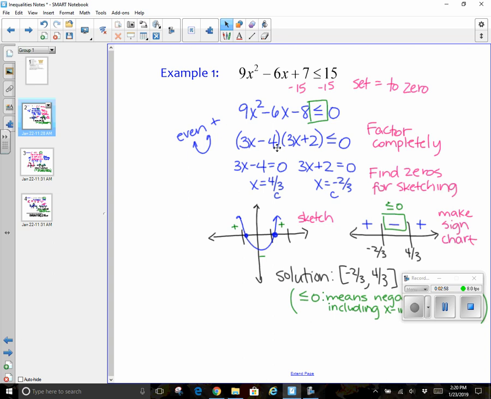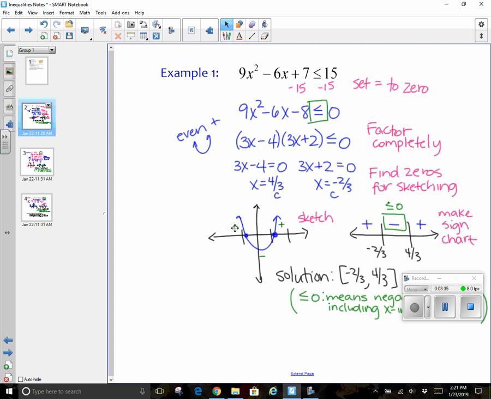You should end up with the factored form of 3x minus 4 times 3x plus 2, still less than or equal to 0. So based on when you set it to 0, you could tell that it's even and positive, or from this point, two x's, they're both positive, even and positive, so the end behavior is up on both ends. The x-intercepts are 4/3, and it's a cross, and this is negative 2/3, also a cross. So it's a basic parabola that turns up with an x-intercept at negative 2/3 and one at 4/3. So I do my sketch.